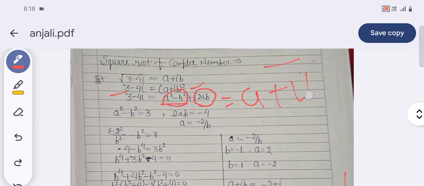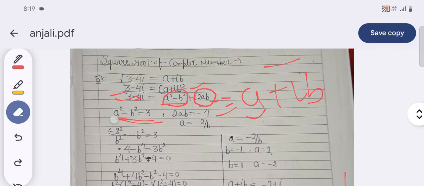a plus iota b, so what will be the value of a? A will be a square minus b square. If you compare both equations, a square minus b square will be 3. It is clear? And what is the value of 2ab? 2ab is equal to minus 4 because there is a minus symbol. So the value of a square minus b square will be 3 and 2ab is equal to minus 4.